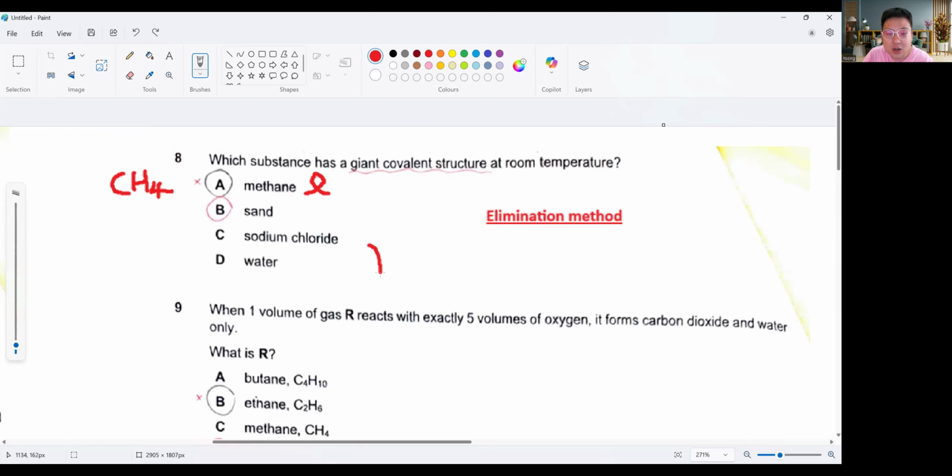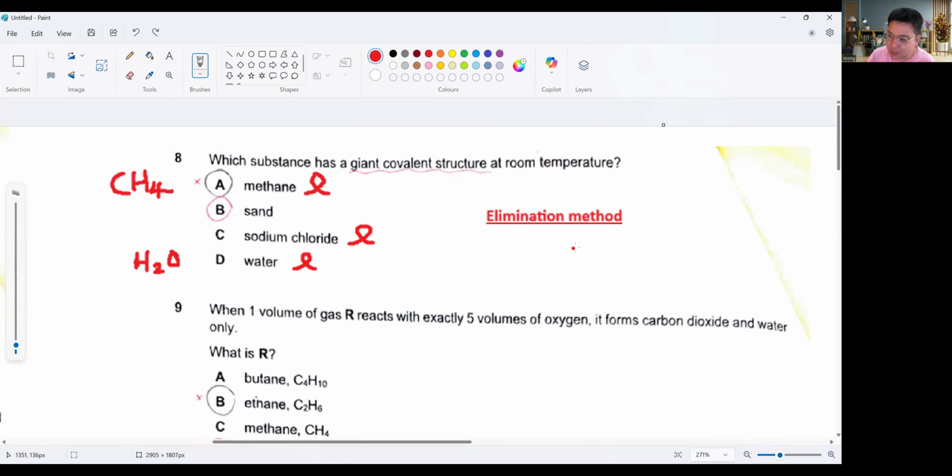Sand, we are not sure. Sodium chloride, confirm no, because sodium is plus, positive. Chloride is negative, so it's an ionic compound. It's not even covalent, so out. Water is H2O. But like I said, H2O, yes, it's also a covalent bond, but it's only 3 things. So it's what we call a simple covalent. So you cross out all this, who is left? Sand. So we just choose sand as a giant covalent structure.